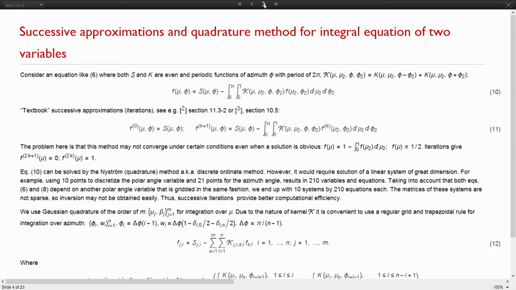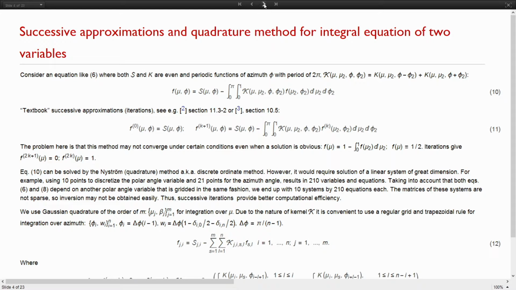There are several approaches to solve it numerically. Say, textbooks offer the successive approximation approach, which says take the source function as an initial guess, then substitute it into the equation and iterate as many times as necessary. However, this method may not converge in quite simple cases. I just wrote one of them. It's funny, but it's true.